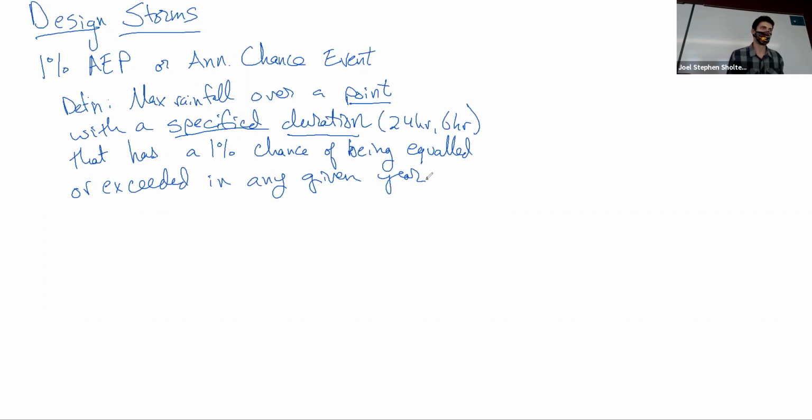Okay, this is the same definition we used before in statistics, but we're adding a little nuance because we're talking about specified duration. And the idea is rainfall happens over space and time, and maybe we'll get a very short, intense rainfall event, a 1-hour storm. So what's the depth associated with a 1% 1-hour storm? Well, that's going to be different than a 1% 24-hour storm, right?